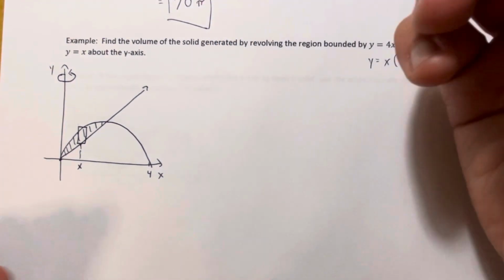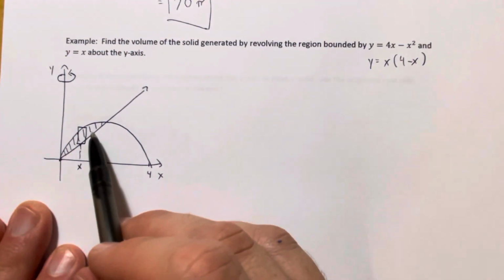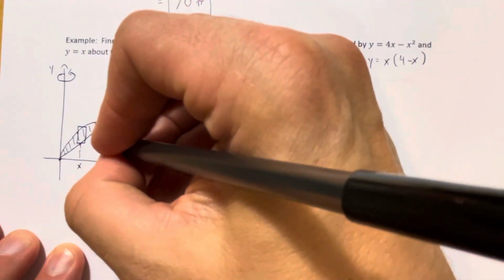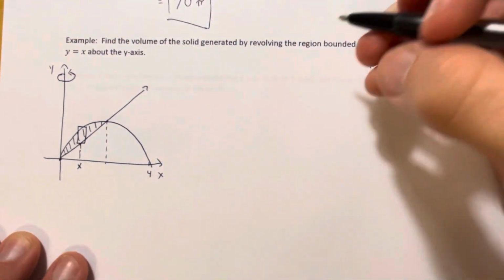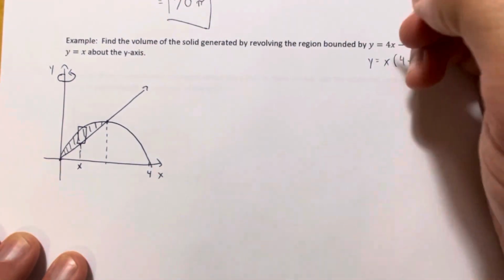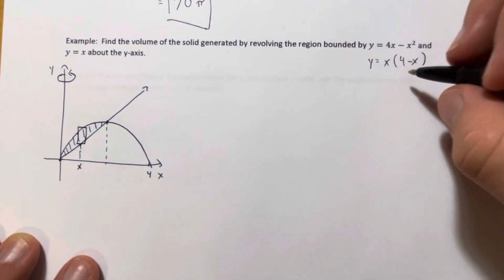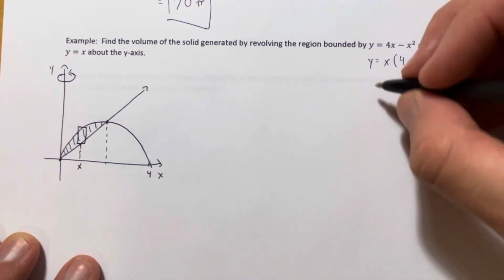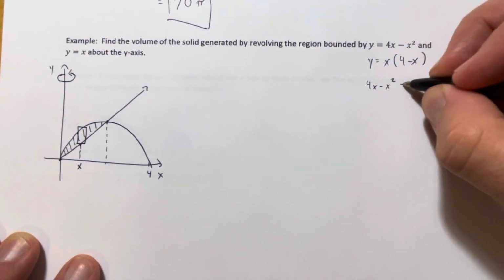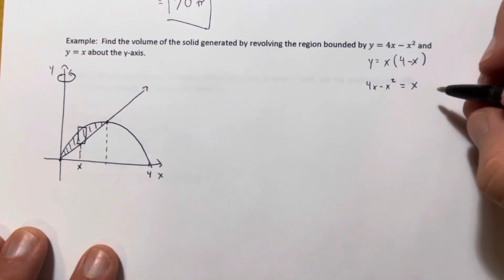Well, I would have to figure out the interval on the x-axis that this region is defined over. I can see pretty easily that it goes from 0 to something. What is that something? Well, it's going to be the x value of the point of intersection of these two curves. So I can solve for that by setting these two expressions in terms of x equal to each other. I can say 4x minus x squared, which is one of my curves, equals y equals x. So I'm just plugging the x in there. And I'd like to solve this, okay?